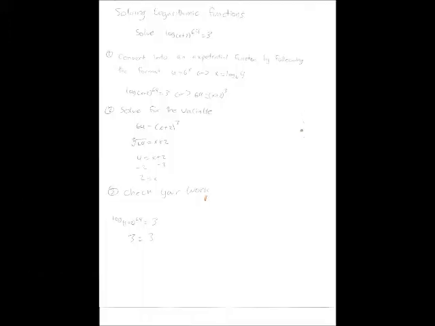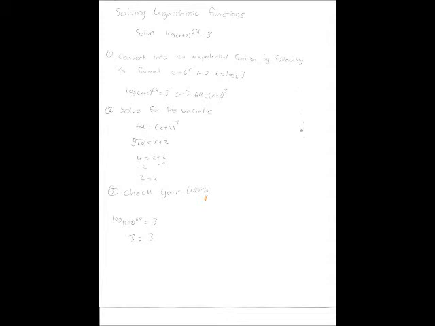Now I'm going to teach you how to solve logarithmic functions. We're going to solve log base x plus 2 of 64 equals 3. First, we need to convert into an exponential function by following the format y equals b to the x, which is the same as x equals log base b of y.